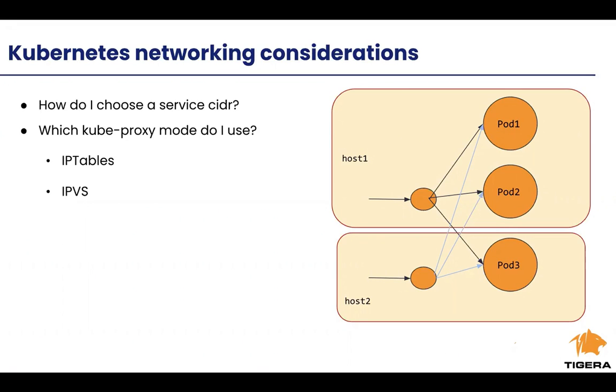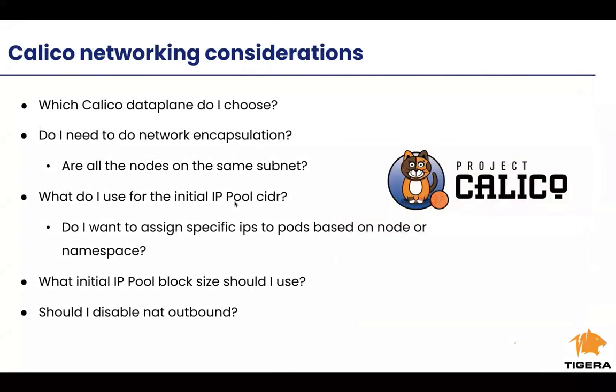And then also you're going to want to decide which kube-proxy mode you use based on the amount of services that your cluster is going to be supporting. And then the Calico networking considerations. Which Calico data plane do I use? Today, we have 3 different choices.